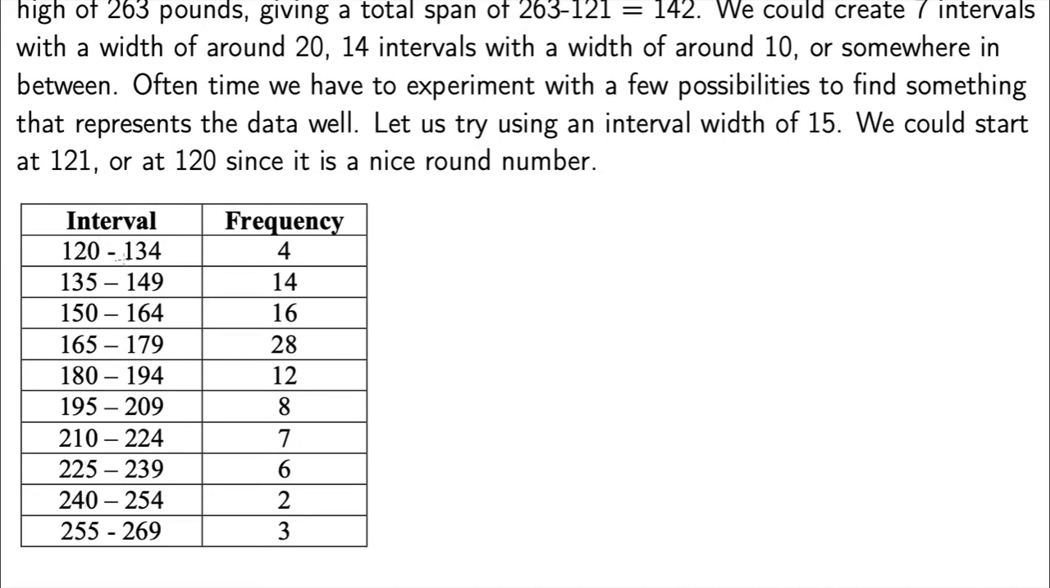Of course, you don't want your intervals to overlap. So if this is 135, then the previous one will end at 134. Then we have our frequency table here from our data. This tells us that we had 4 males of weight between 120 and 134, 14 between 135 and 149, and so on.